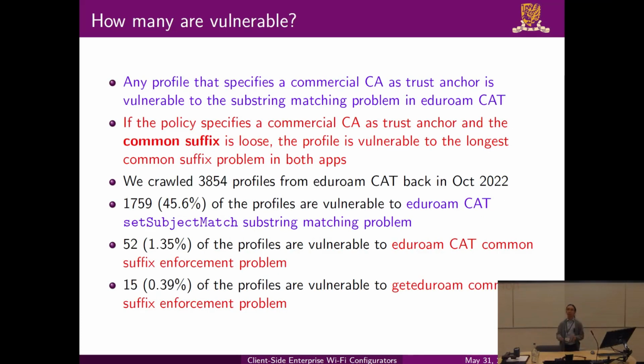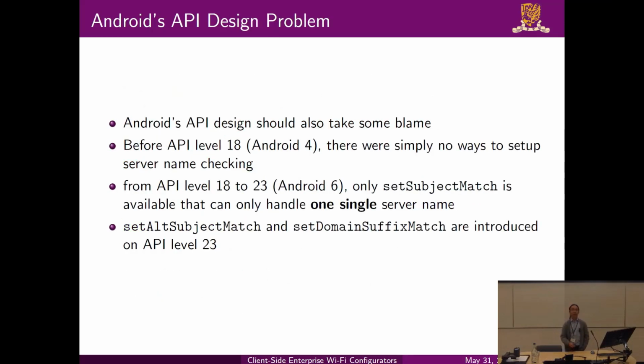So we wonder how many profiles are actually vulnerable to these attacks. We crawled about 4,000 profiles from Eduroam, and we found nearly half of them use a commercial CA as a trust anchor, and thus will be vulnerable to the substring match problem. For the common suffix matching problem, there are fewer, but still a few.